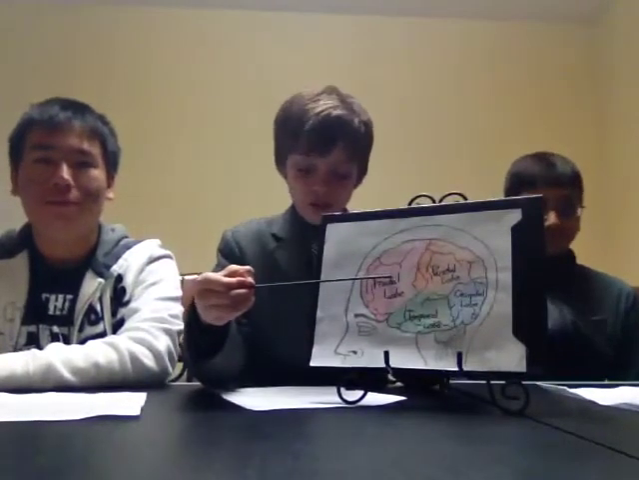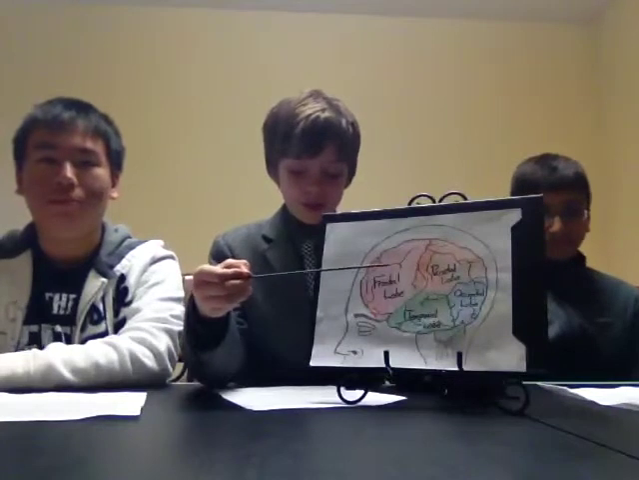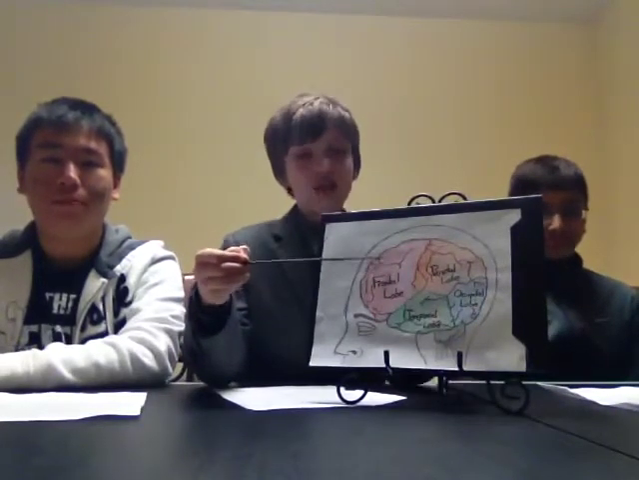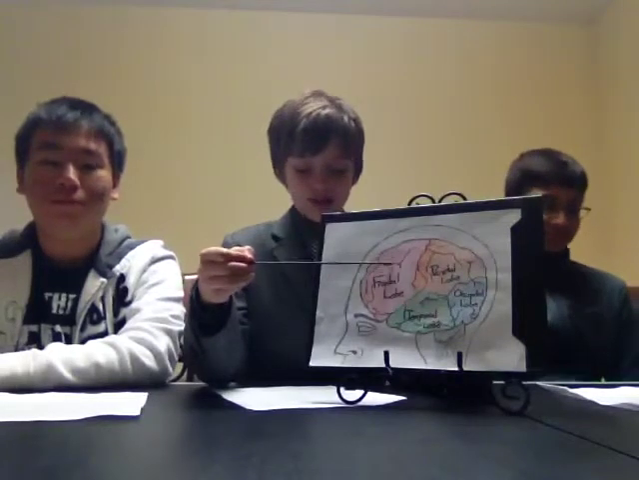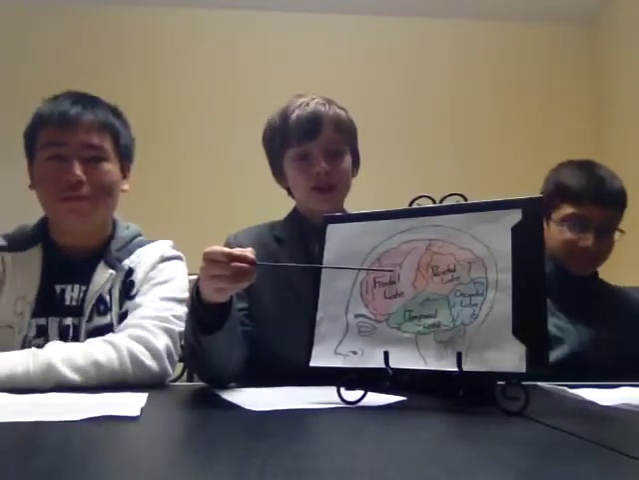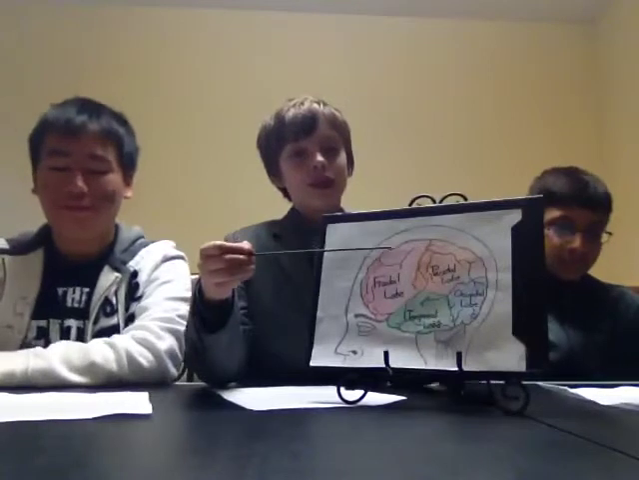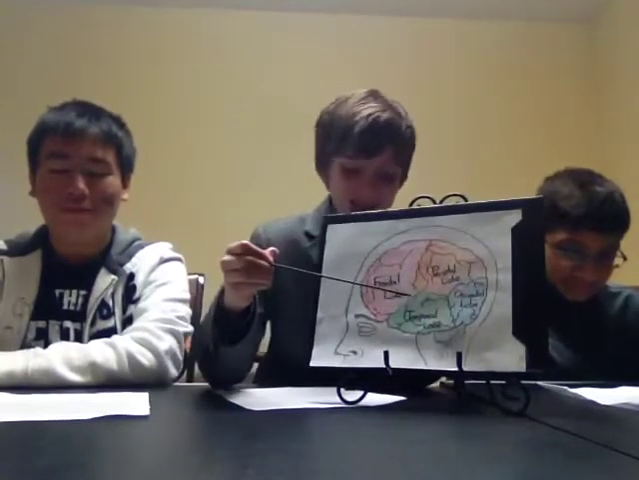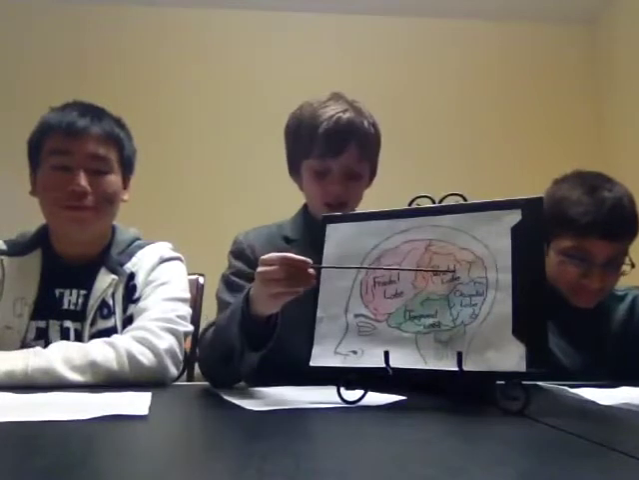The frontal lobe is associated with reasoning, planning, parts of speech, movement, emotions, and problem solving. The frontal lobe is considered the most important lobe for intelligence and personality. Gotta love that lobe. Next, let's move on to the parietal lobe.